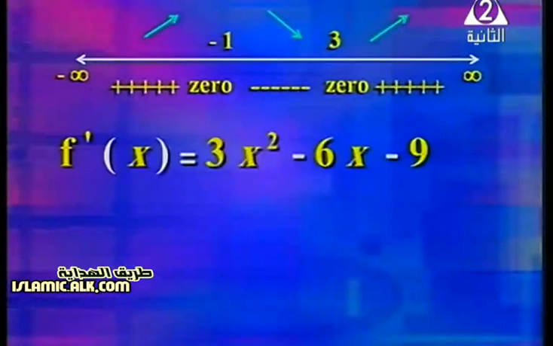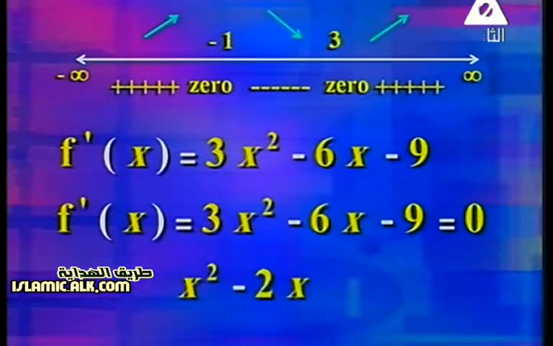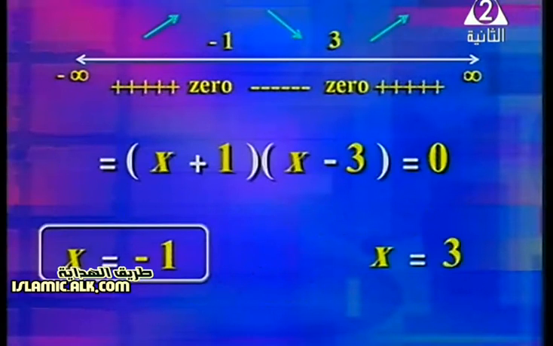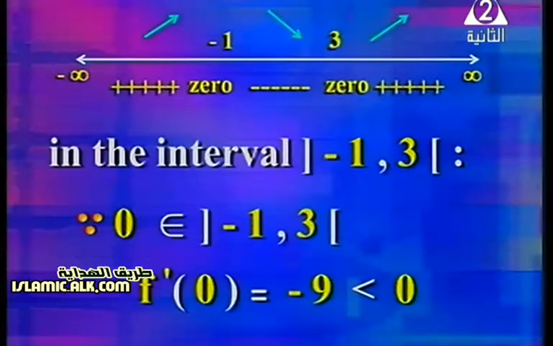Look at f'(x) = 3x^2 - 6x - 9. Set 3x^2 - 6x - 9 = 0, so x^2 - 2x - 3 = 0. By factoring, (x + 1)(x - 3) = 0, so x = -1, x = 3. Then the function is increasing on (-infinity, -1), decreasing on (-1, 3), increasing on (3, infinity).